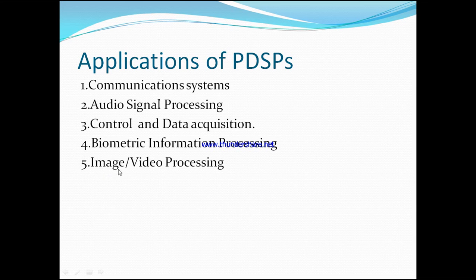The last one is image and video processing. Existing image and video compression standards such as JPEG and MPEG are based on the DCT algorithm. It is used in many applications like digital cellular phones, automated inspection, vehicle collision avoidance and voice over internet.